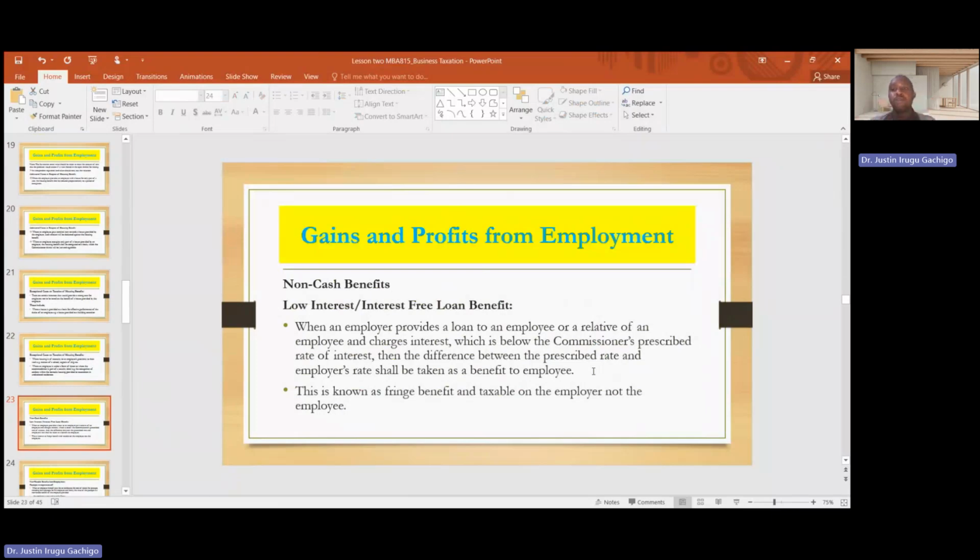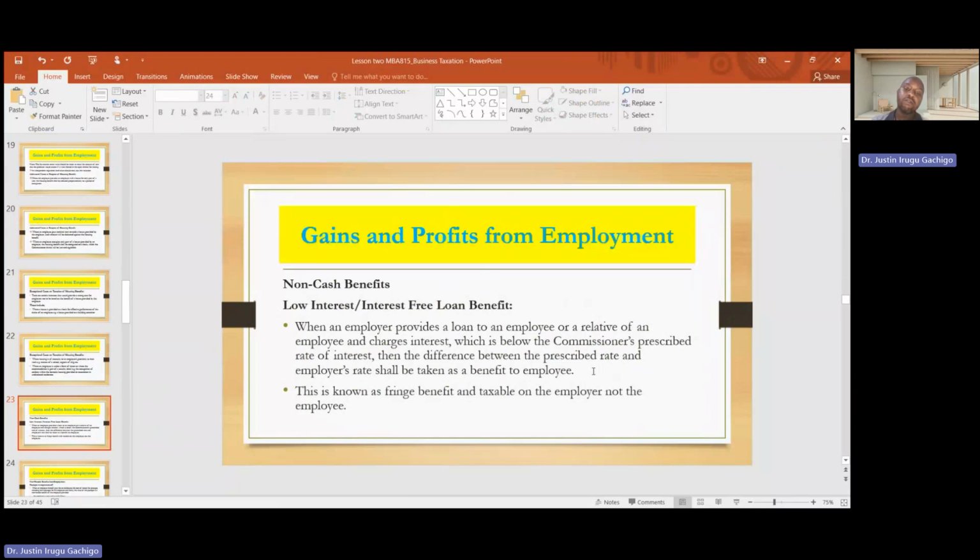So now the commissioner will look at it. What's the difference between the commissioner's prescribed rates? These rates are normally published on the KRA website. So you see the rate which the commissioner prescribed. The value of the benefit will be the difference between the rate that you are given and what the commissioner prescribed. So let's say the prescribed rate by the commissioner is 15%, and your employer gives you at 0%. In this case, you're going to pay 15 minus 0, which is 15%. If, for example, your employer charges you 10%, then again it will be the difference.